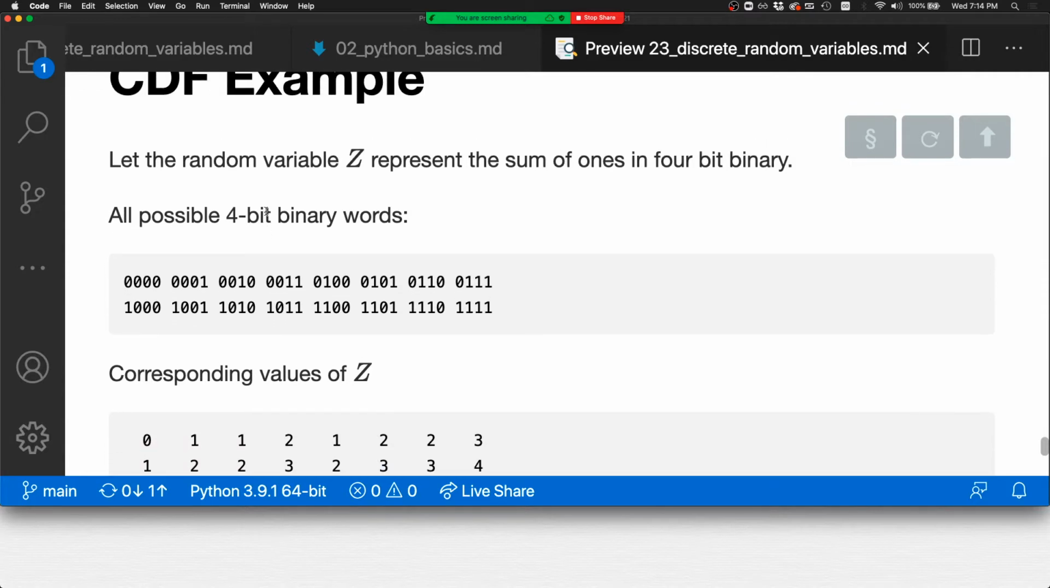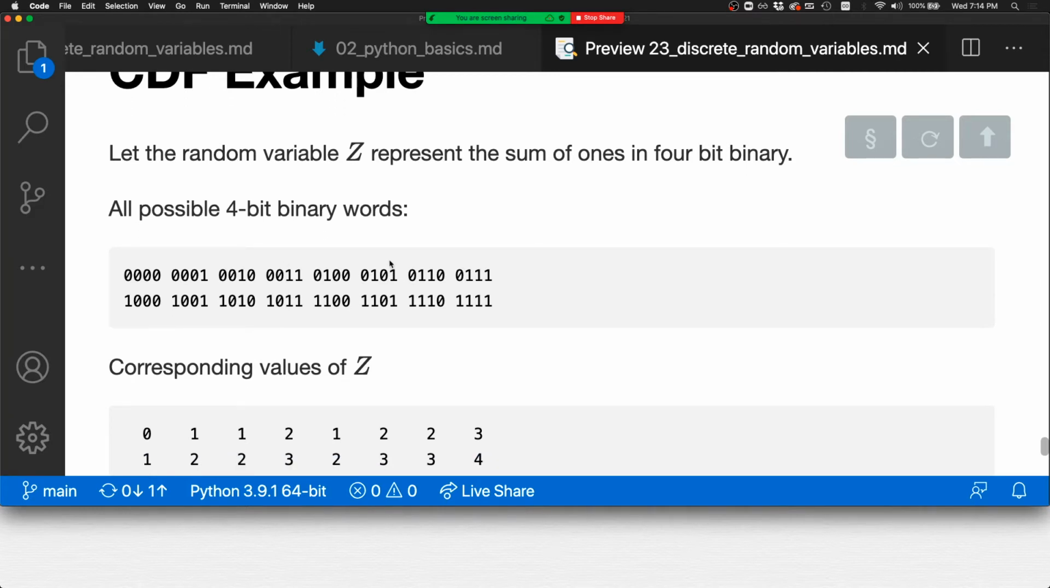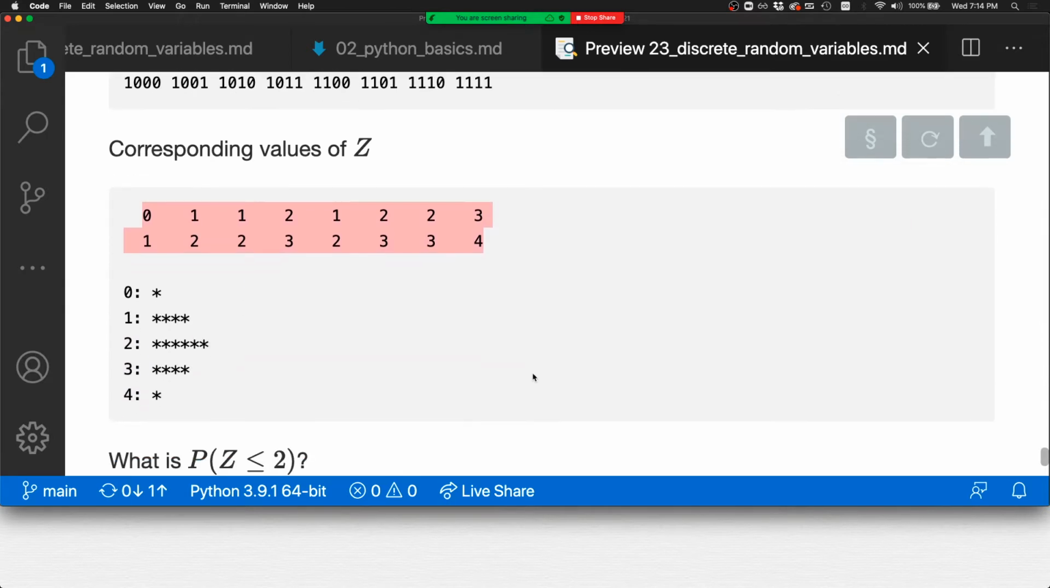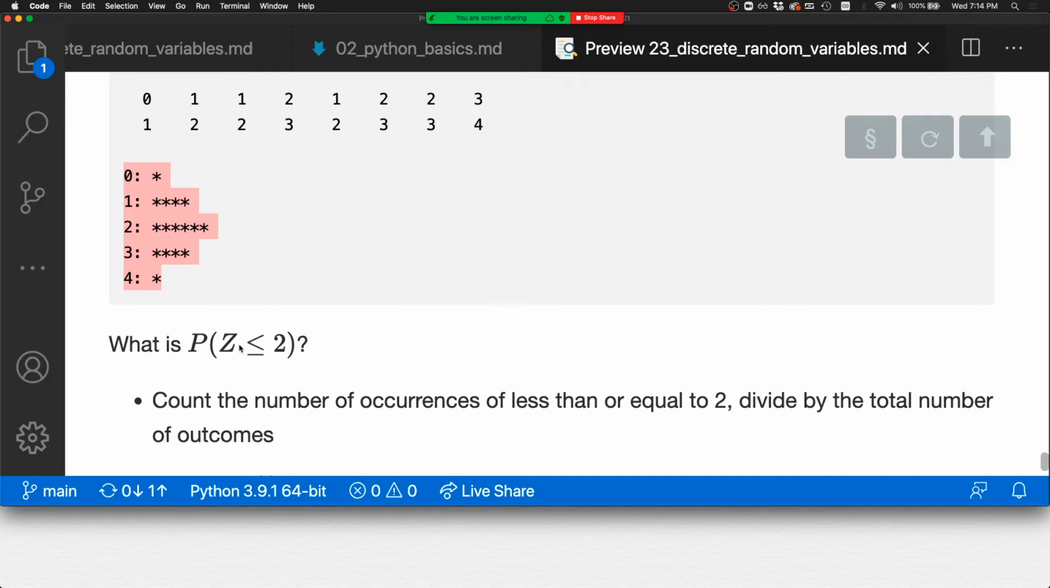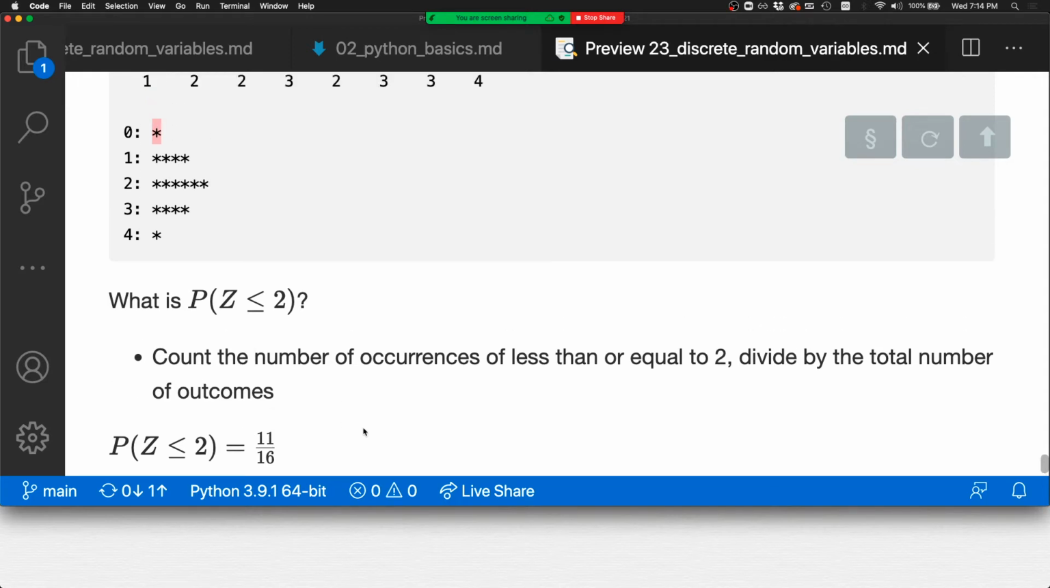Oh, here's a little example that I put together, similar to the PMF example. Let the random variable represent the sum of ones in 4-bit binary. This is essentially the same thing I just did with B, except now we're dealing with 4-bit binary. And here are our corresponding values, and here's a histogram representing that. And we can ask the question, what is the probability z is less than or equal to 2? Well, we just count everything up here, add it to this, add it to this, and we get 11 out of 16.